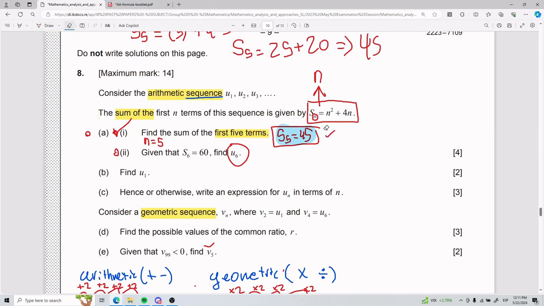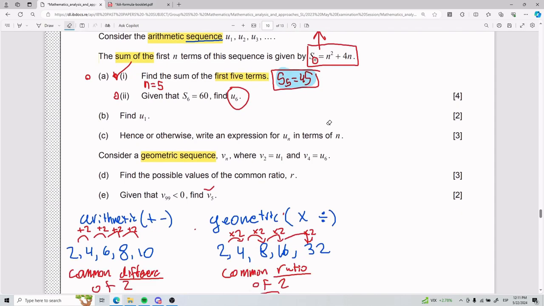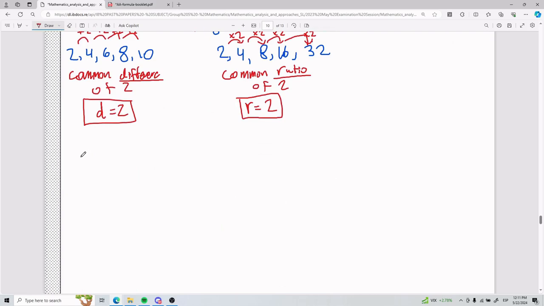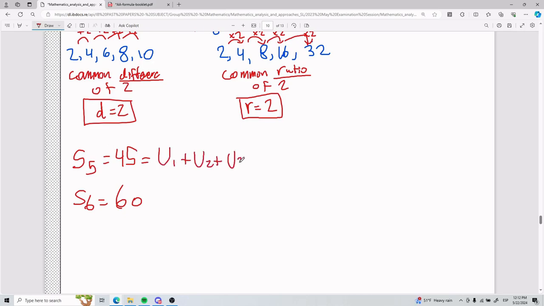So what is U6? And this is actually very, very straightforward, and let me explain it with the following idea. Let's start with, you know that S of 5 equals 45. And you know that S of 6 equals 60, right? Now, what is S of 5? S of 5 is the sum of the first how many terms? Of the first 5 terms. So S of 5 is just the first term, plus the second, plus the third, plus the fourth, plus the fifth.